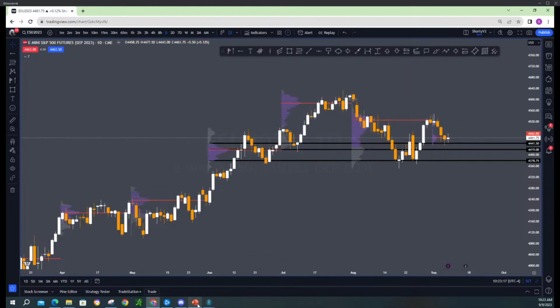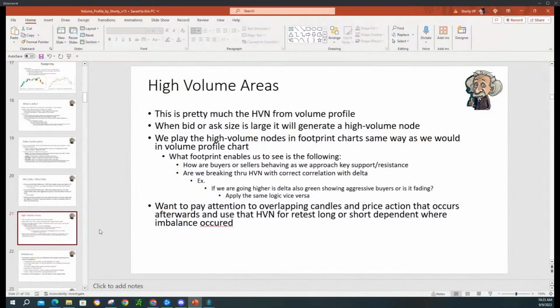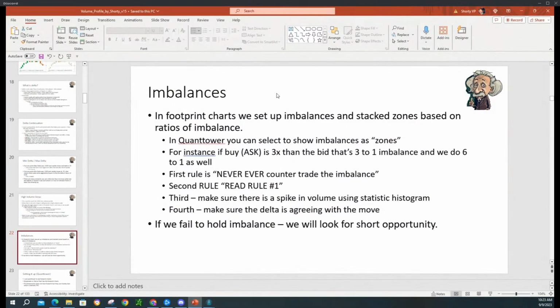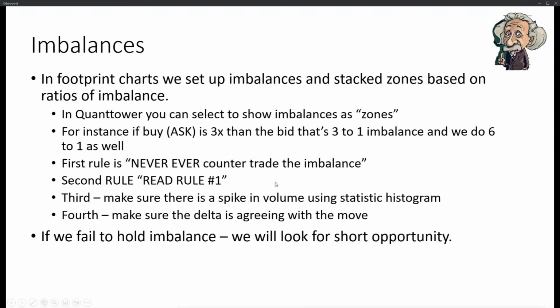Okay. So high volume nodes, footprints, I would say covered. Imbalances on footprint charts are basically showing you if one side was more aggressive than the other side, ask versus bid. If you see somebody on the ask that's 3 times the amount of the bid, and price is going higher, it's going to be highlighted as green, and it's going to show you an imbalance.